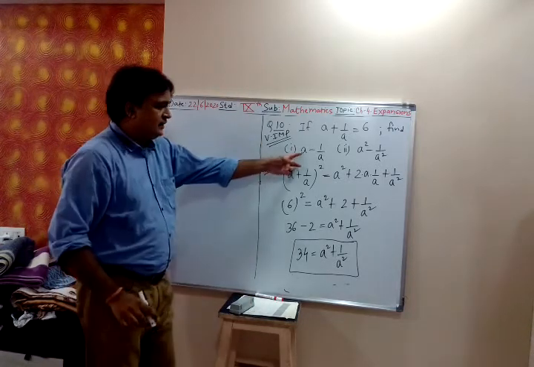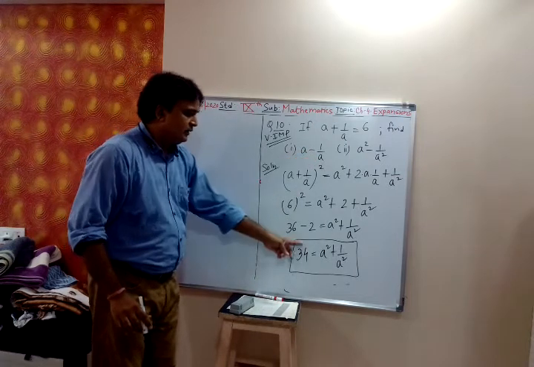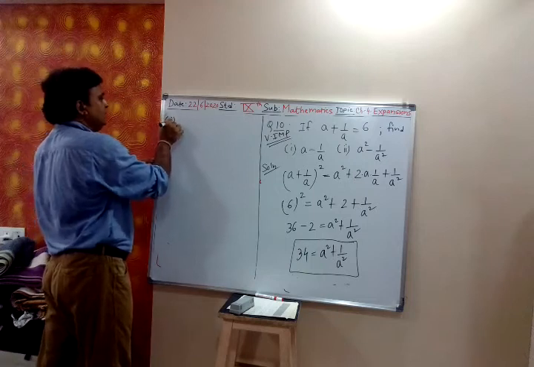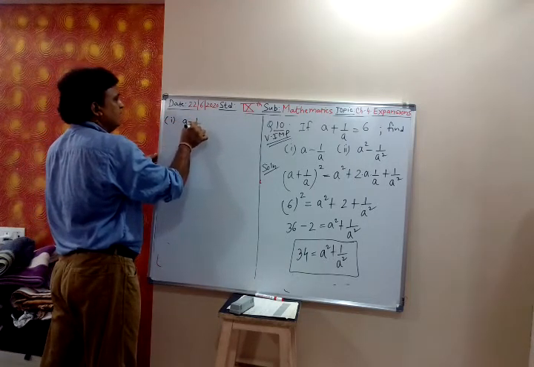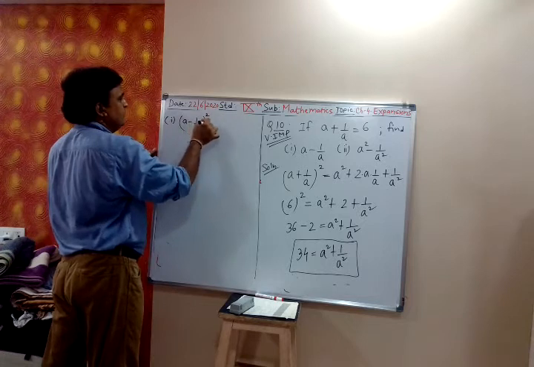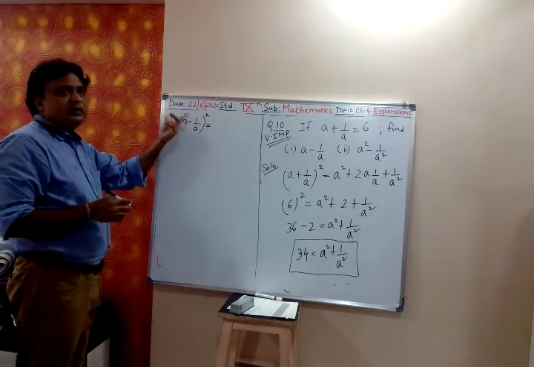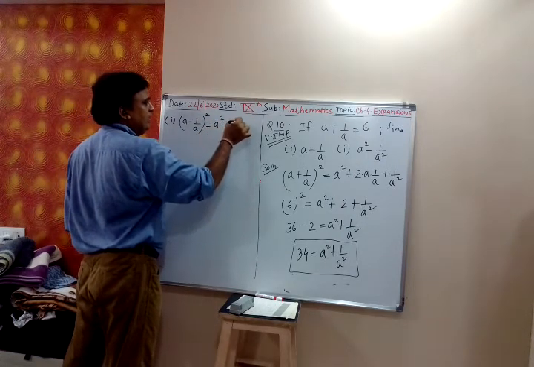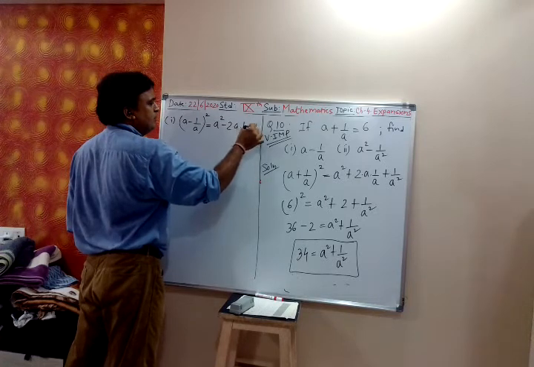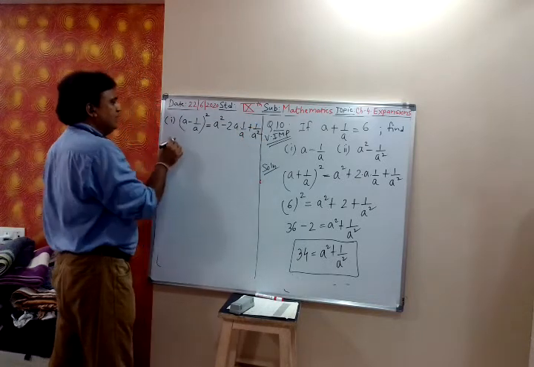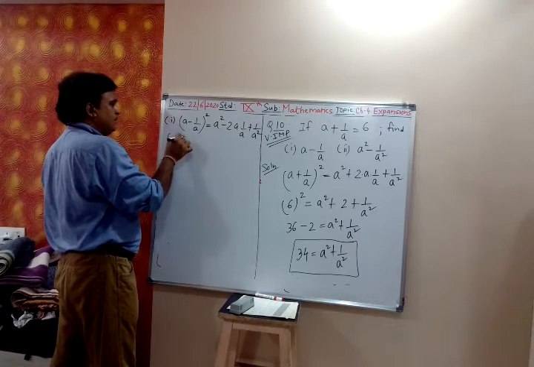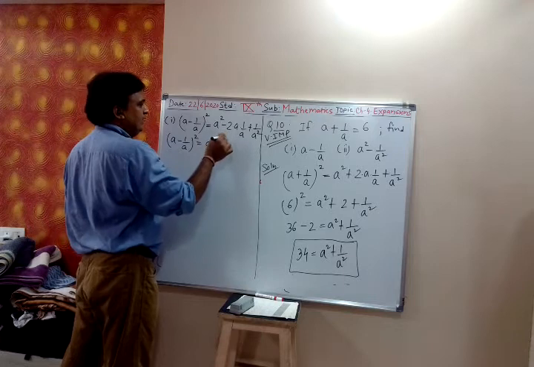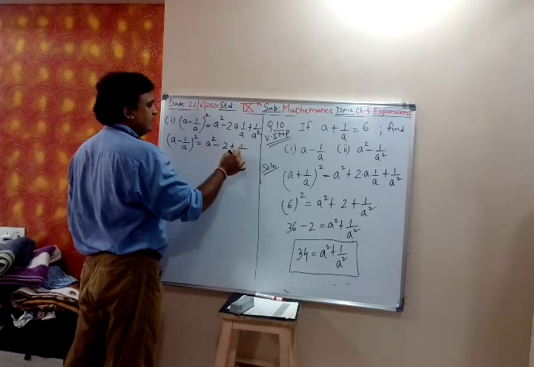No, this is not the final answer. Now we want to find a minus 1 upon a. We have found a square plus 1 upon a square. Now I will consider a minus 1 upon a whole square. What is the formula? a minus b whole square. A minus 1 upon a whole square is a square minus 2 into a into 1 upon a plus 1 upon a square. The a's get cancelled, so it is a square minus 2 plus 1 upon a square.